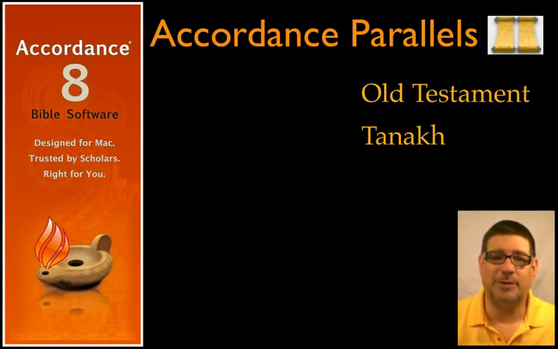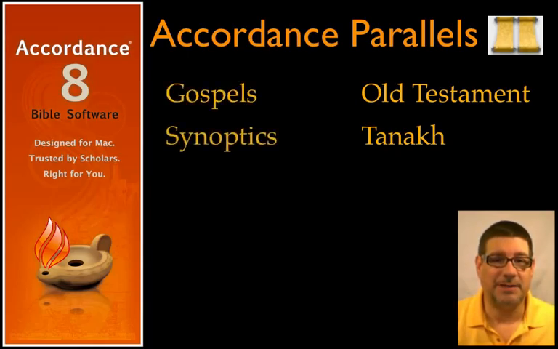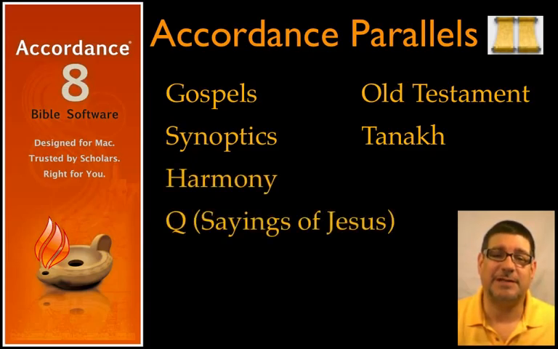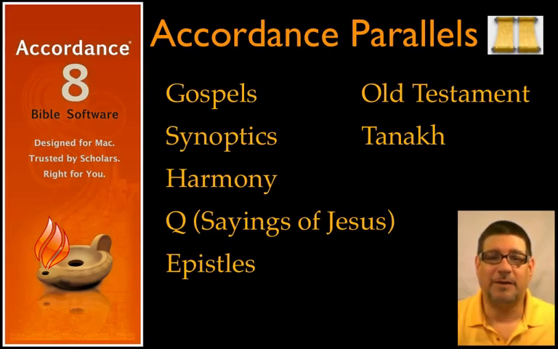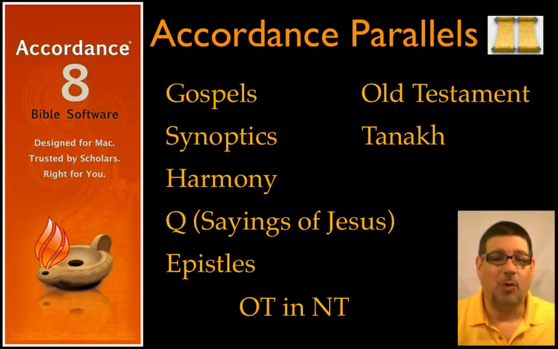in Accordance's Jewish collection. In the New Testament, we have 5 parallels: Gospels, Synoptics, a harmony of the Gospels, Q, or the sayings of Jesus, and epistles. Finally, we also offer one of the various Old Testament passages cited in the New Testament. More information about any of these parallels can be found by selecting it and then reading about this text.